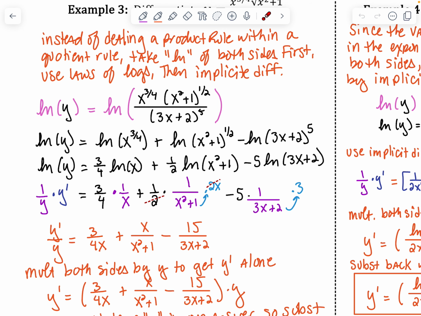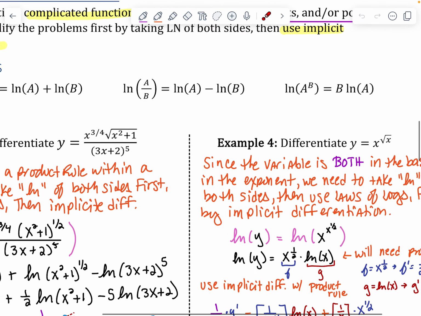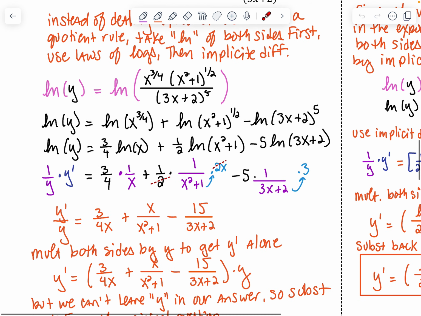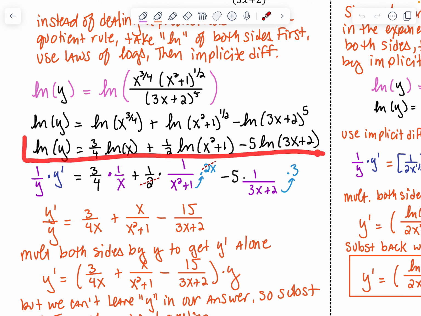Already it looks a lot nicer for a derivative, but don't forget, if we ever have exponents, we can bring those out front depending upon kind of how the problem's written. This 3/4 can go in front of my log. The 1/2 can go in front of my log. The 5 can go in front of my log. So now I have a problem where the derivative is much easier.